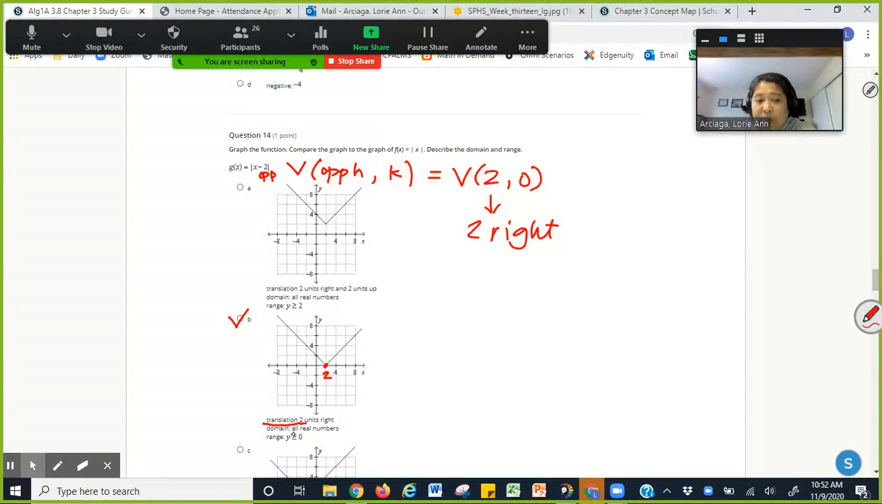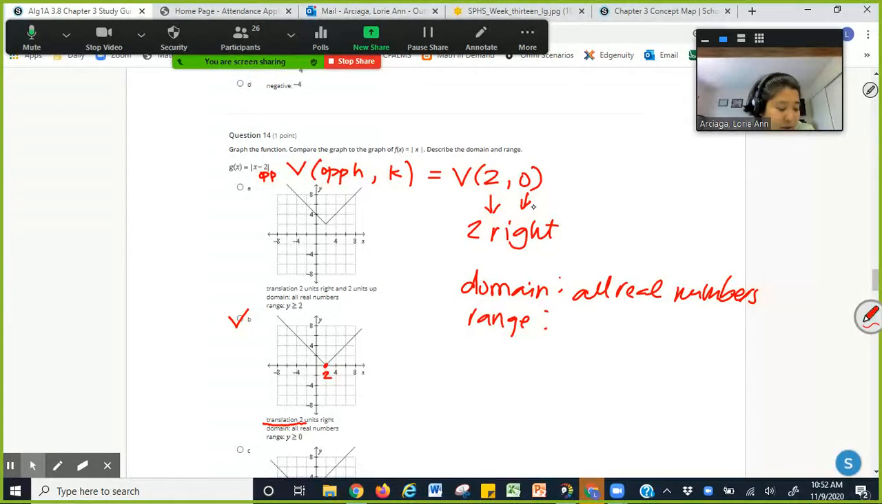Okay, and then the domain is always all real numbers. So if you look at the options, they always put domain is all real numbers. So the domain doesn't change. Now for the range, you just look at the y value here. The y value is 0, so that means the range is y is greater than or equal to 0.